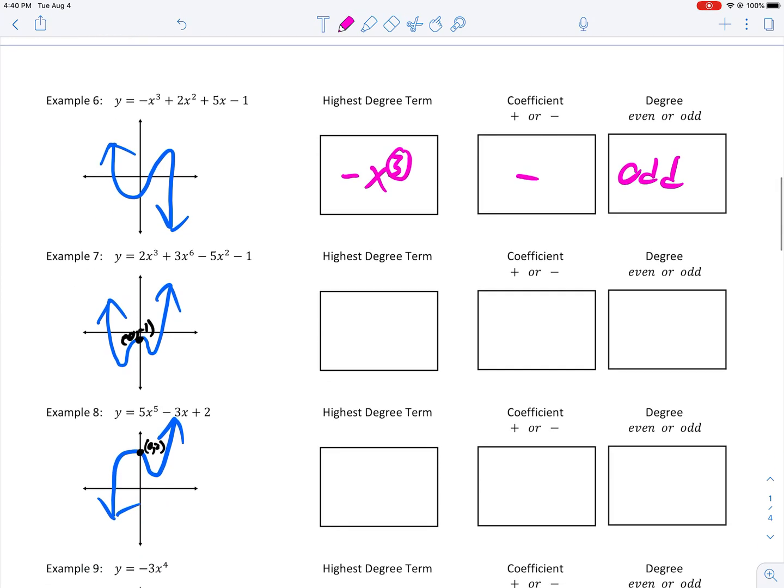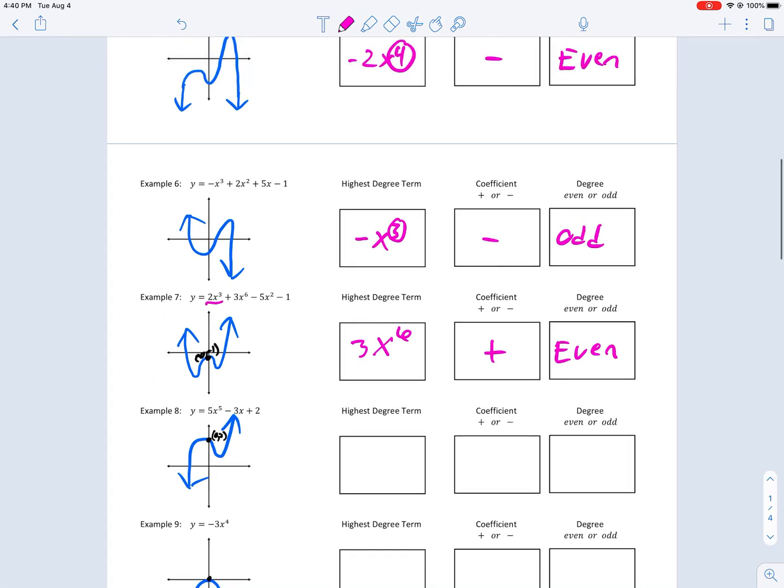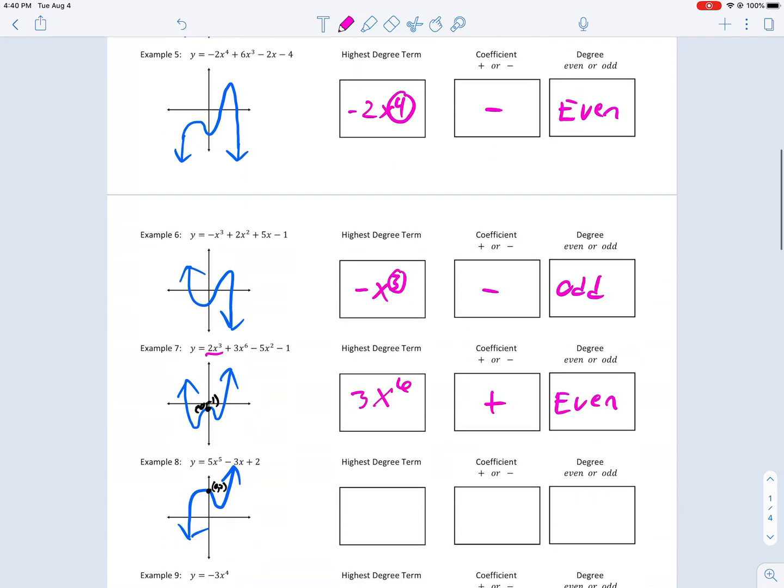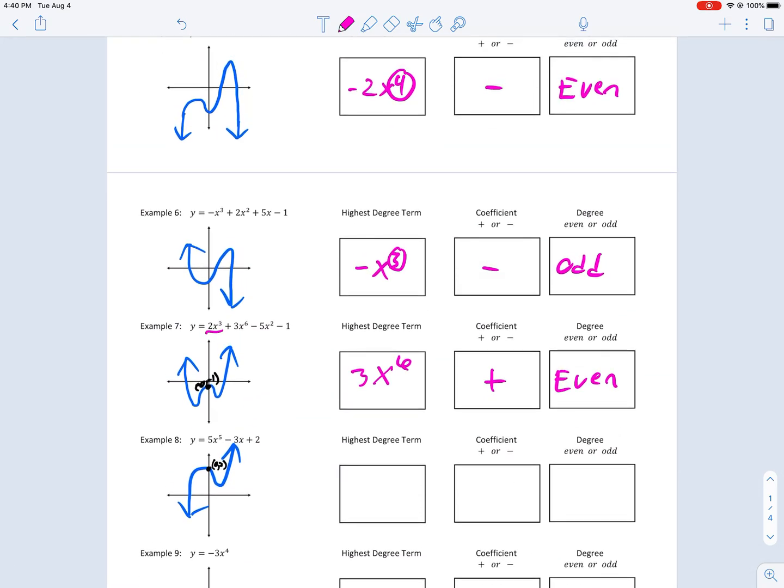Okay, example 7. Now, be careful. You want to say that 2x to the third is the leading term, but no, it's not. The highest degree term is 3x to the sixth. So it's positive and it is even. Oh, there's another positive and even, example 3 and 7. Oh, they both start high and end high. I wonder if that's some pattern.